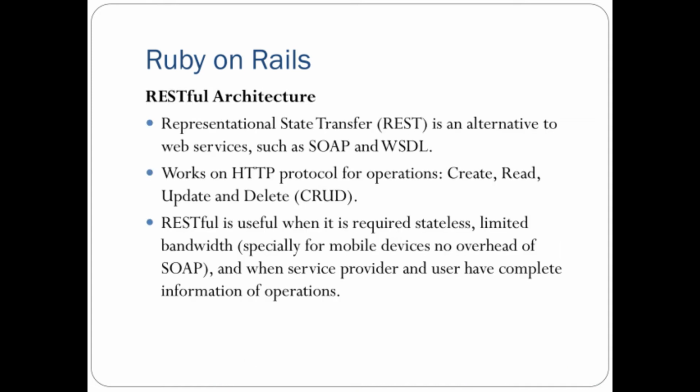Next, Ruby on Rails supports RESTful architecture. What is RESTful architecture? It is representational state transfer, meaning REST is an alternative. Web services are of two types: SOAP message and WSDL based, and the other is RESTful. So there are two types of web services: RESTful, and SOAP and WSDL.